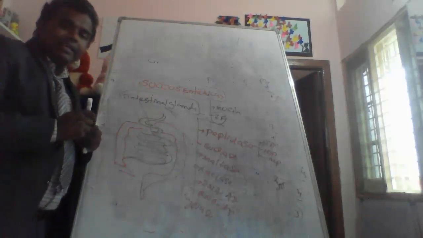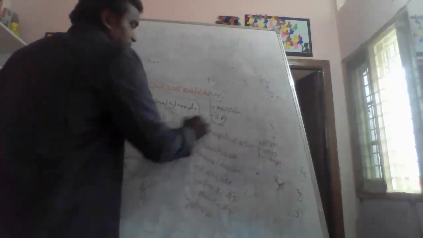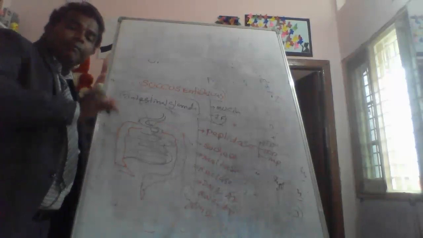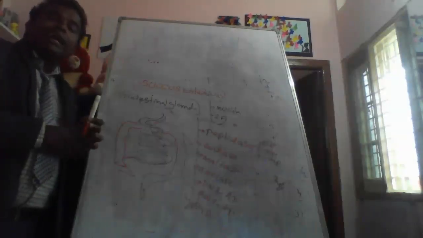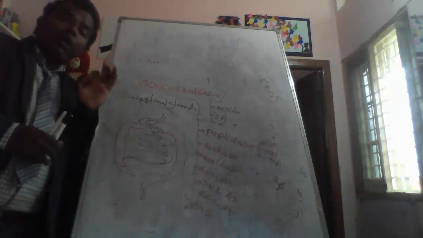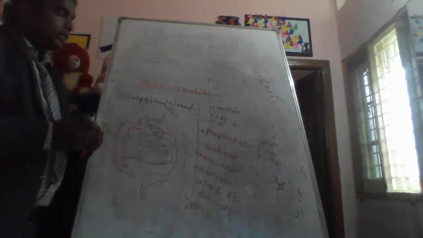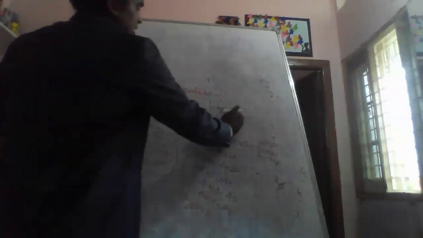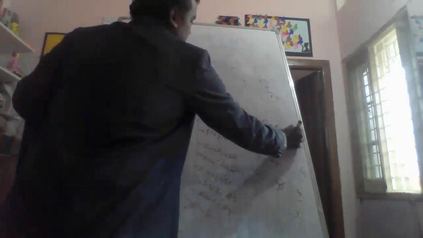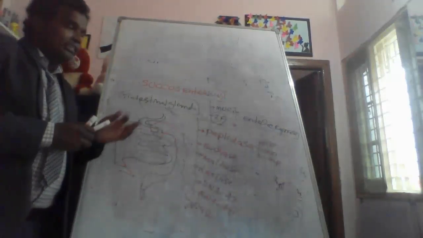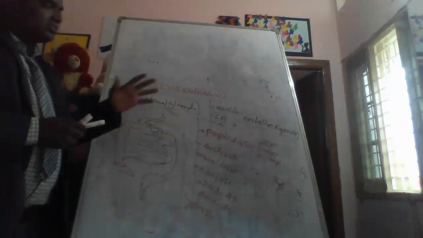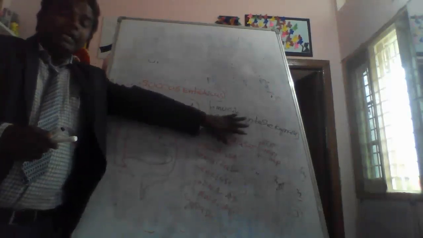So remember one thing: in the small intestine, the food is completely digested by the hydrolytic enzymes. And one more enzyme is there, a star-mark enzyme, called enterokinase. Enterokinase enzyme. Clear? So this is important about enterokinase function.